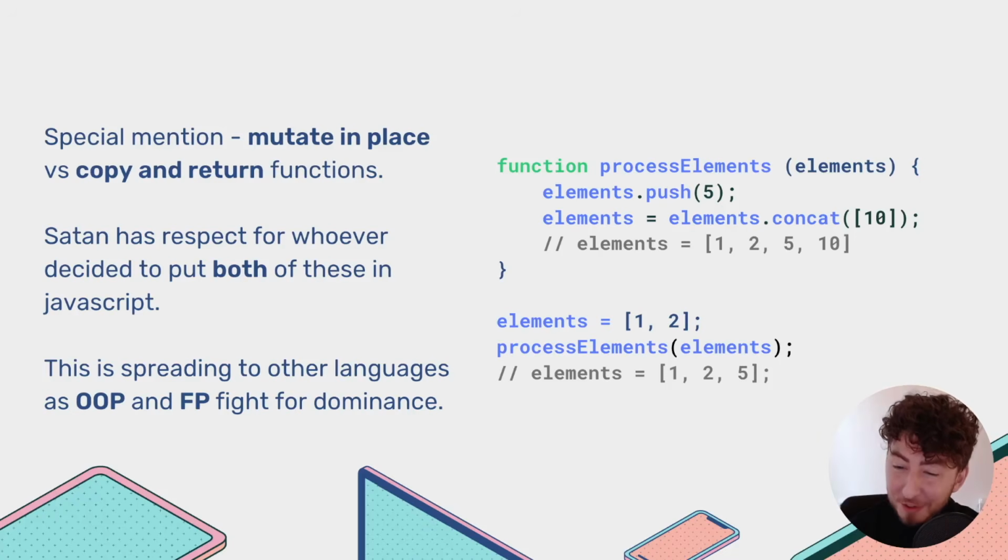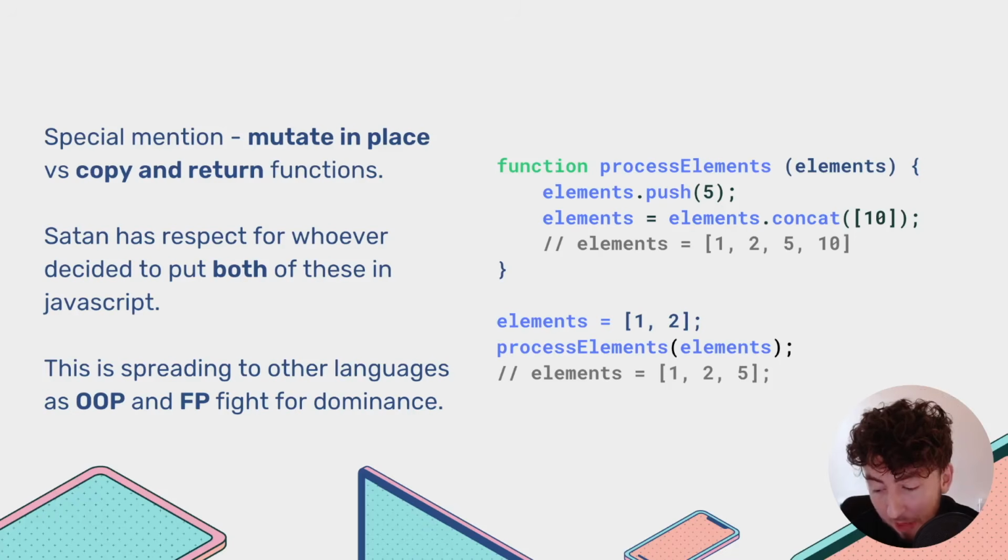But if you look down the bottom, you can see that our outer elements array is 1, 2, and 5, right? And the reason for that is push followed the pointer and mutated the memory there. So it's referring to the same array. Whereas when we called concat, we had to reassign the elements variable, because concat makes a copy of the array and returns it, right? So now we have 2 different arrays.